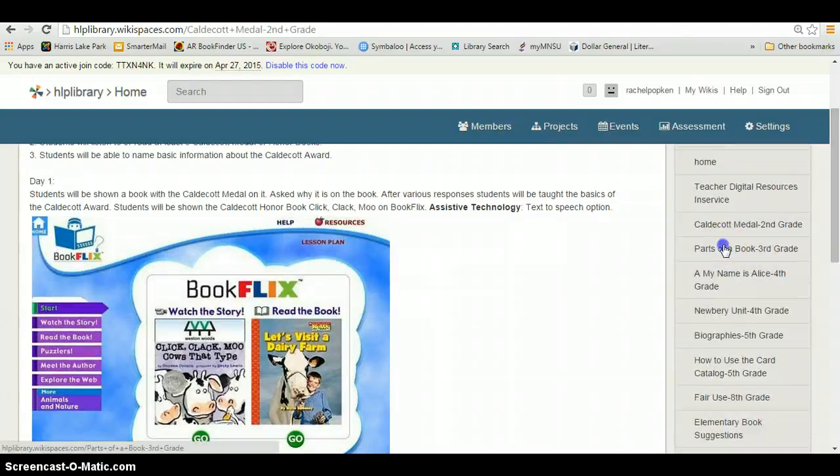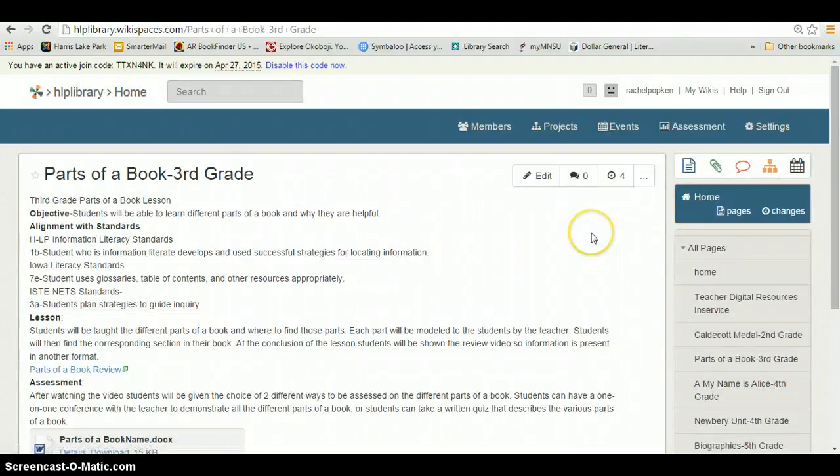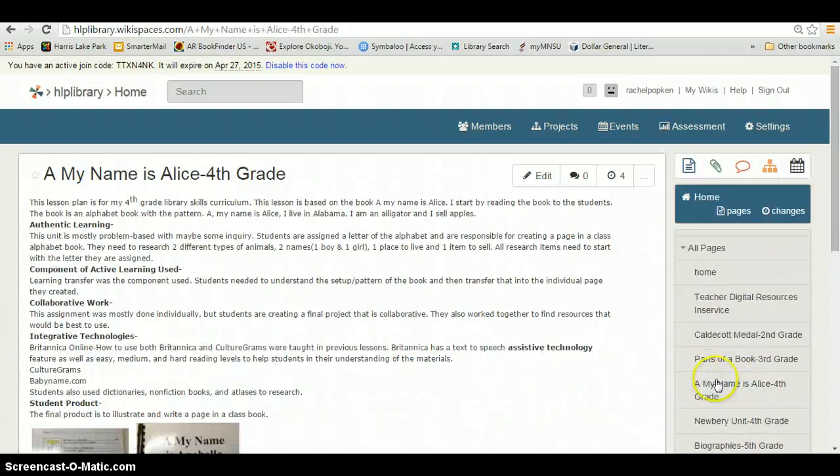The next link is for a third grade lesson on parts of a book. Students will learn all of the different parts of a book and where those parts of a book are found. Before the students have an assessment on the parts of a book, there is a book review video that students can watch. The next lesson available is for fourth graders.